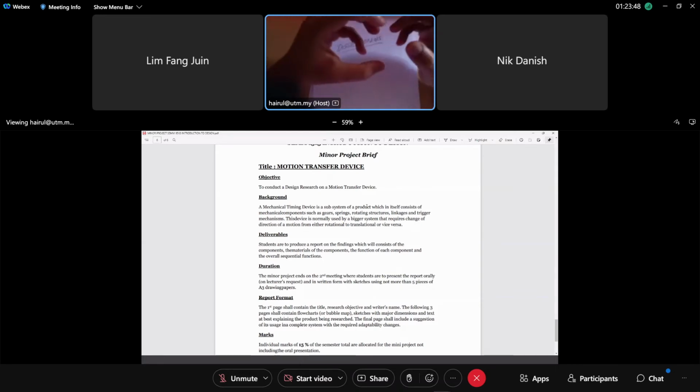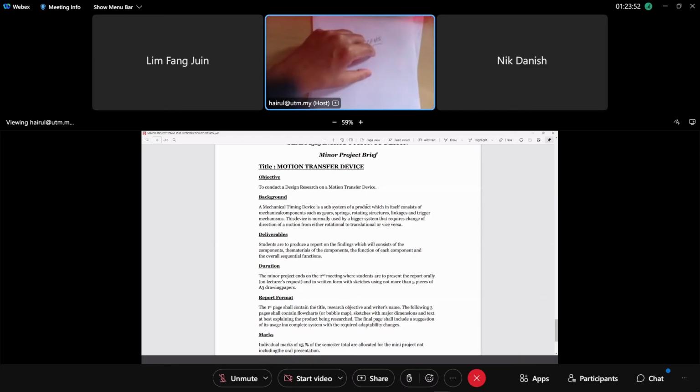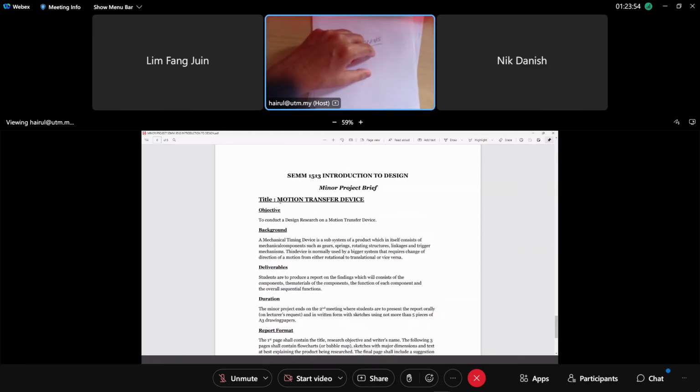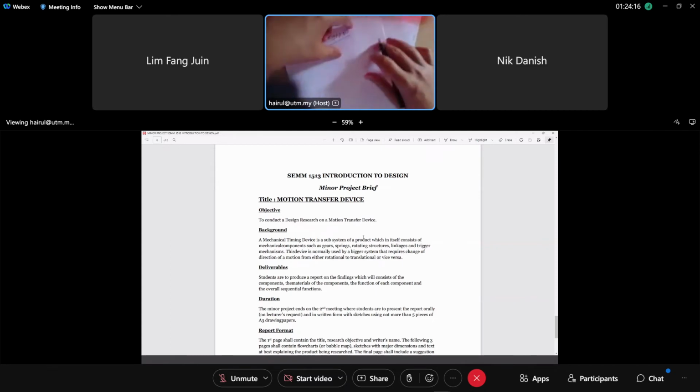What is the mechanism? But the product that you get must obey your title, the motion transfer device. Motion transfer device is any mechanism involved in motion transfer. It means something like a mechanism that has motion transfer from translation, moving forward, downward, and maybe rotary motion, and how this rotary motion can transfer to forward and backward. For example, like door knob, like door handle.